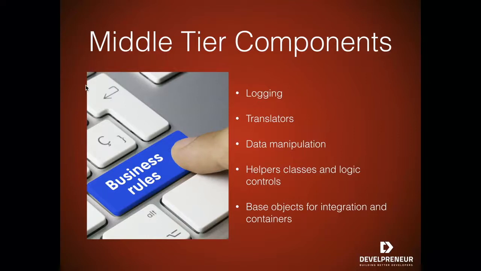A lot of times you're going to have helper classes and logic controls. They're going to allow you to quickly provide that underlying set of activities that your application is going to need. A good example of that is logging. So maybe you've got a couple of functions that are setting up a log file, writing out to a log file, archiving a log file, rolling over to a new log file.